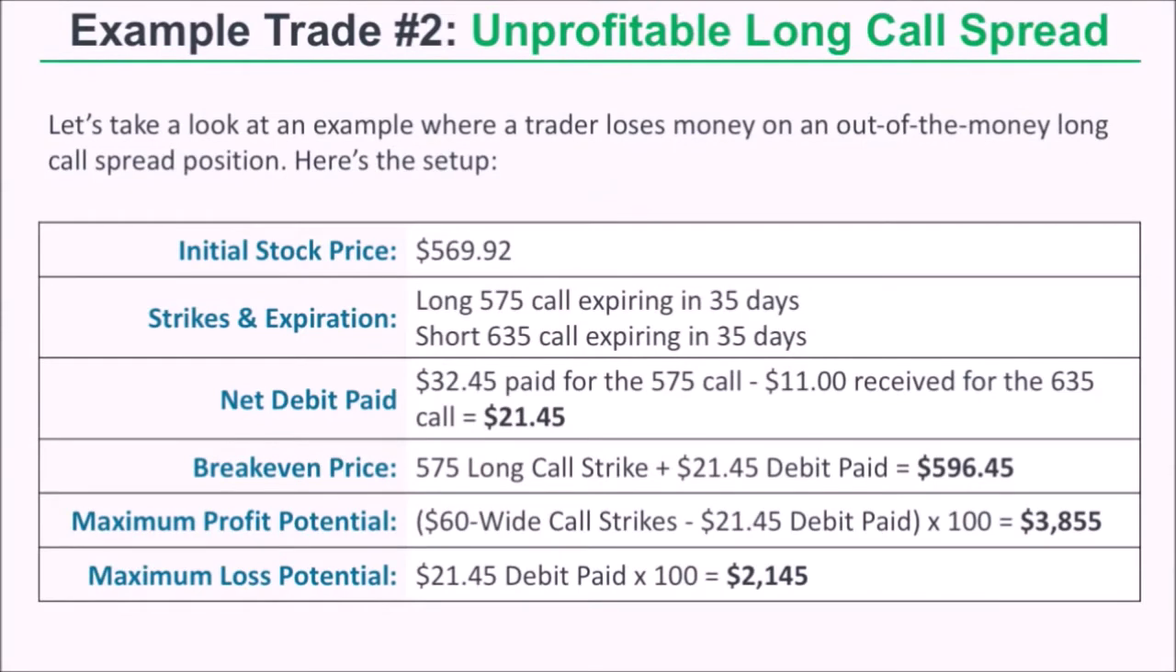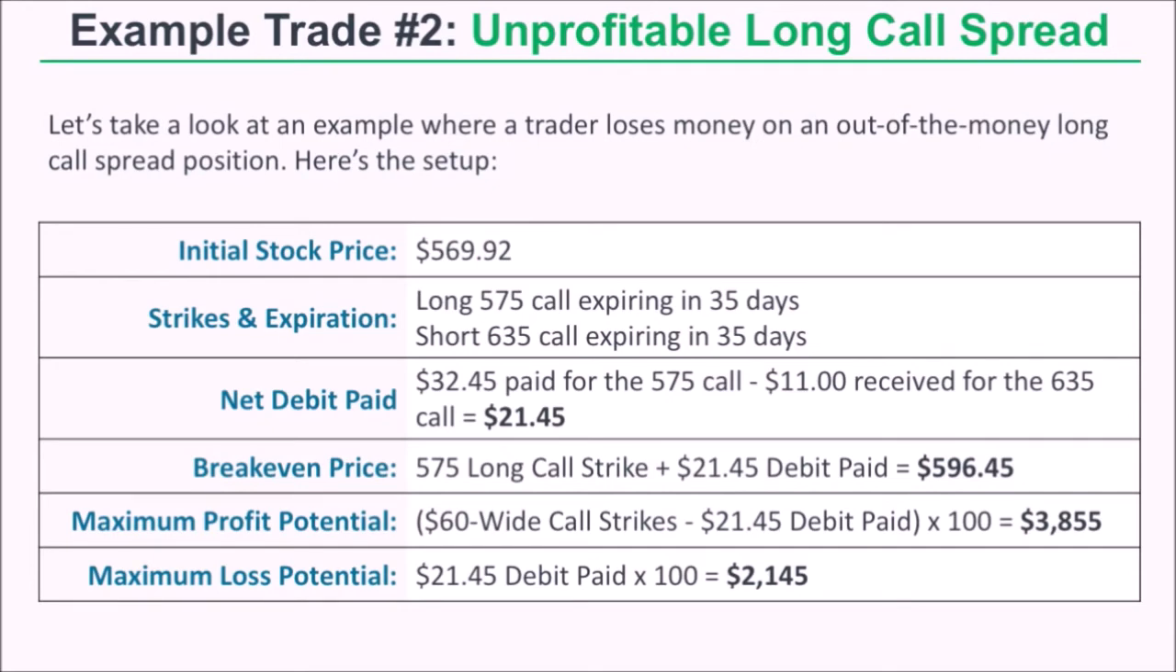Alright, so example number 2, we're going to look at a scenario where a trader loses money on an out-of-the-money long call spread position. So here's the setup. The initial stock price is $569.92, and we're going to look at buying the 575-635 call spread expiring in 35 days.